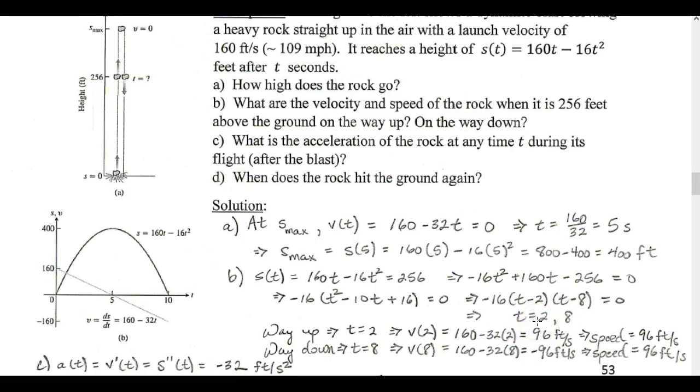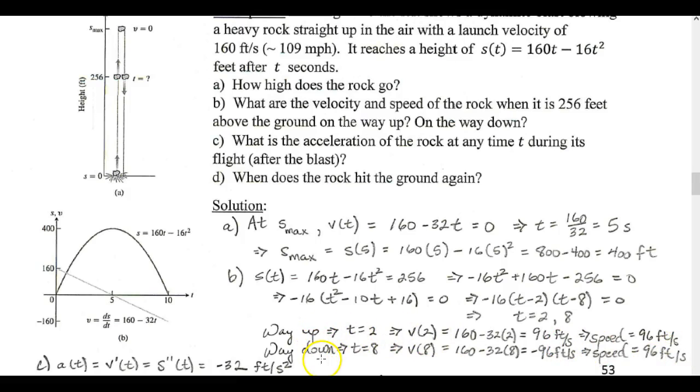2 seconds after it blasts off, it's going to be going up past 256. And it comes up here at t equals 5 seconds. It stops and falls back down. And at t equals 8 seconds, it'll be back there at 256. So on the way up, I'm at t equals 2. So what's my velocity at time t equals 2? I already have my velocity function from part A. I just plug in 2, and I get 96 feet per second. So the speed is 96 feet per second.